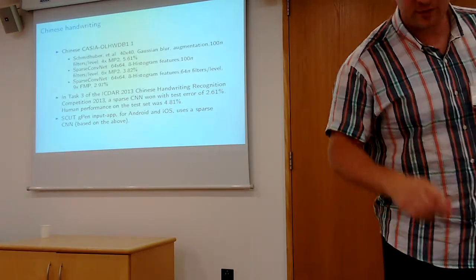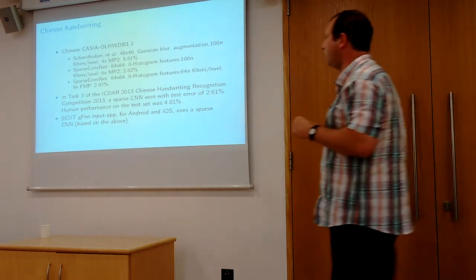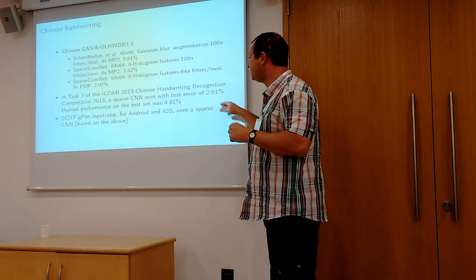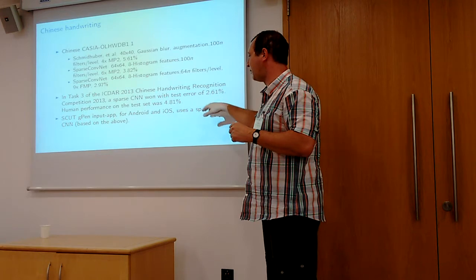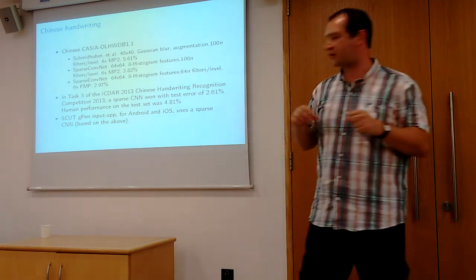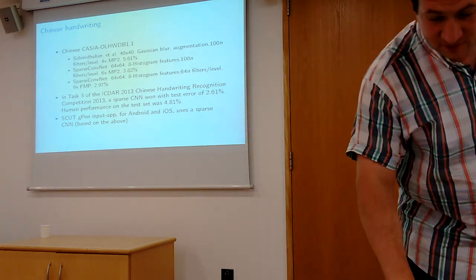And sparse convolutional networks are currently being used in an Android and iOS app which uses sparsity to do character recognition for Chinese.